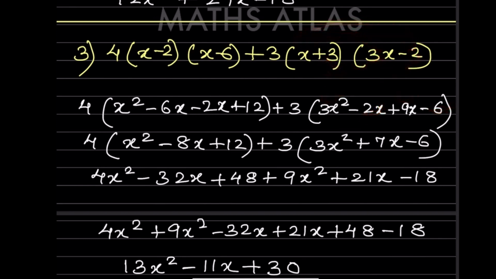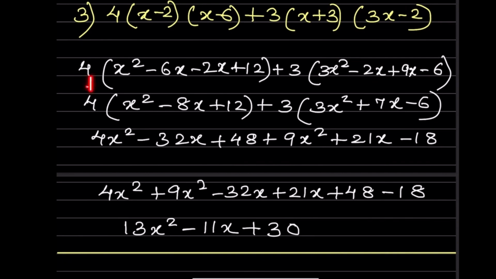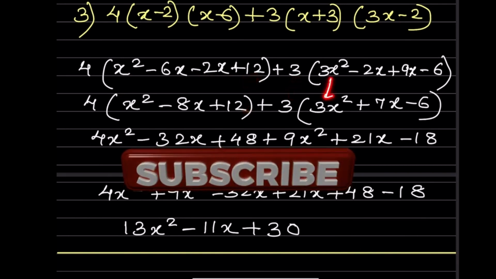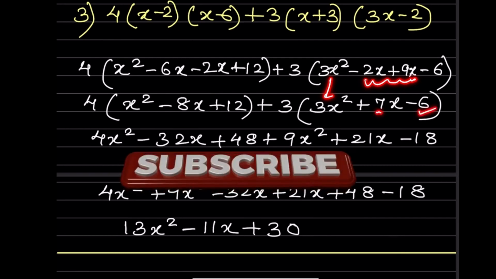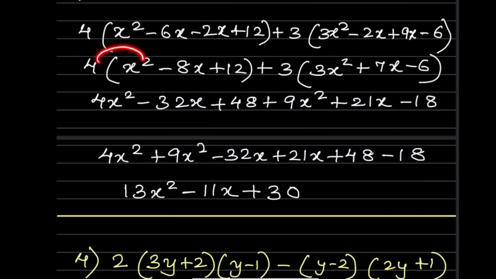So now let us do one thing. First keep this 4 as it is, this as it is, take the like terms together, that will be minus 6 minus 2, that will be minus 8, and this 12 as it is. Again this same, here same, take the like terms, plus 9 minus 2, that will be plus 7, and this minus 6. Now we are going to expand it.